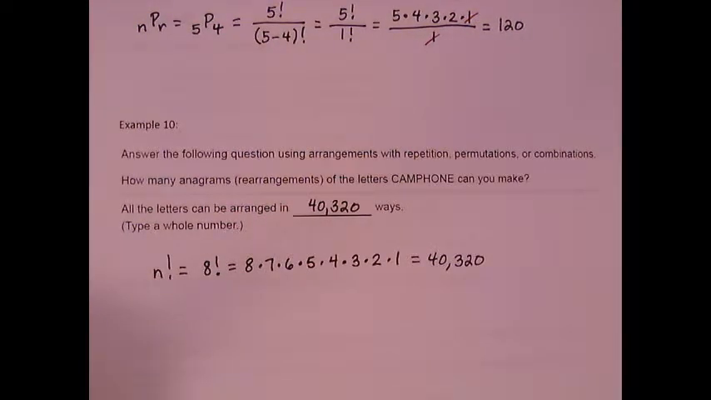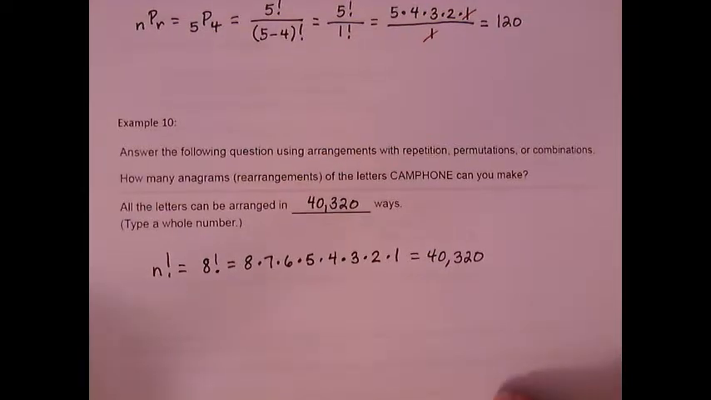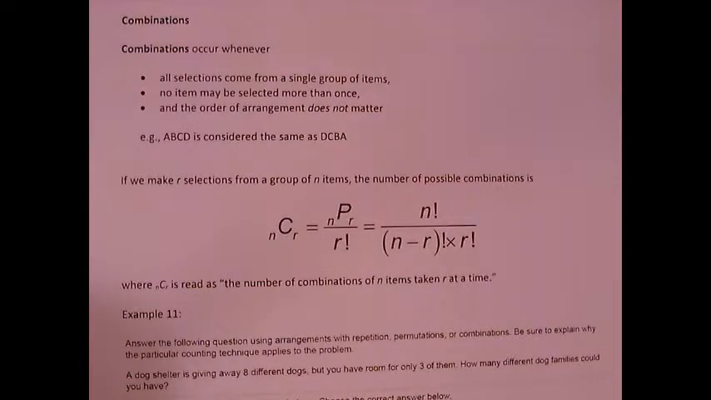So all the letters can be arranged in 40,320 ways. Okay. Alright, now we're going to talk about combinations here.